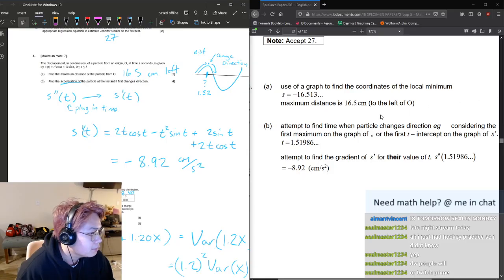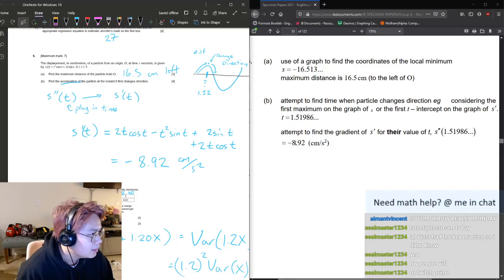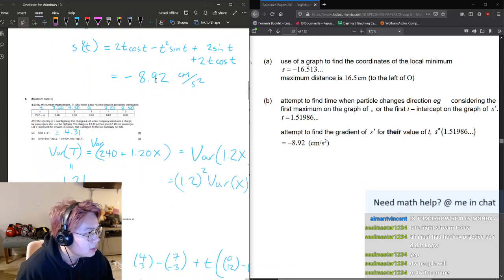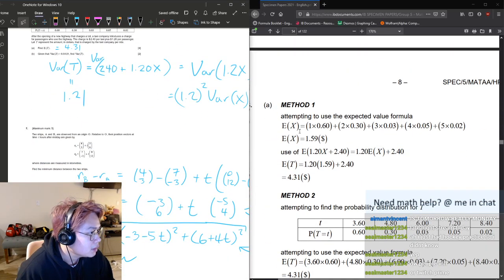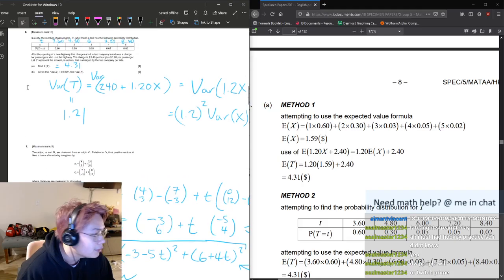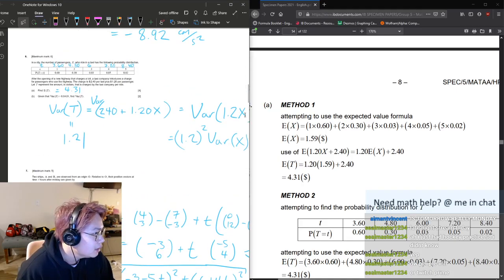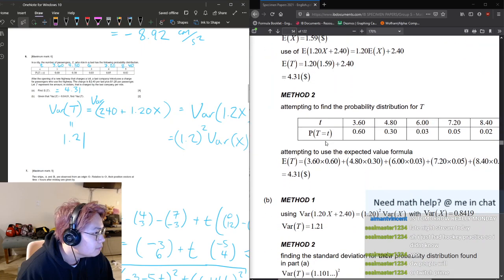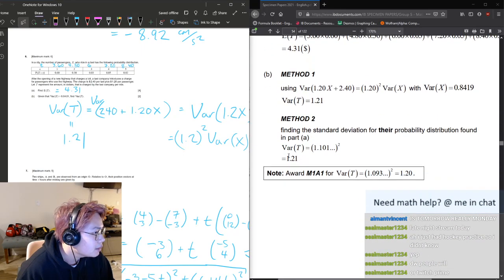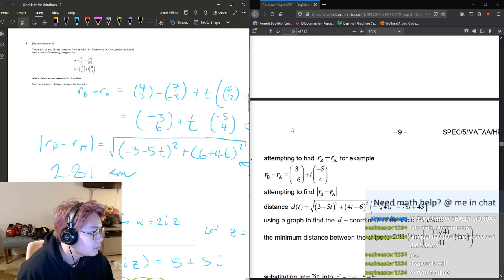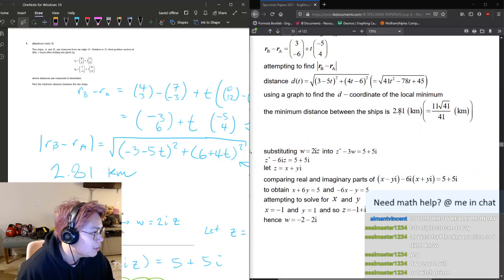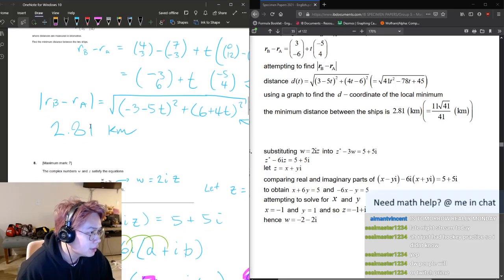Negative 8.92, negative 8.92. Expected value 1.59. No, 4.31. I have 4.31. 1.21. 1.21. 2.81 kilometers, 2.81 kilometers.